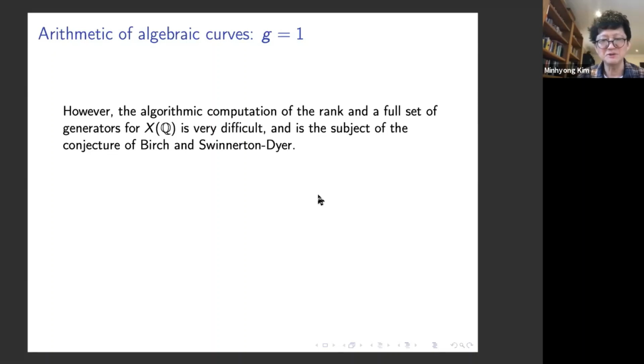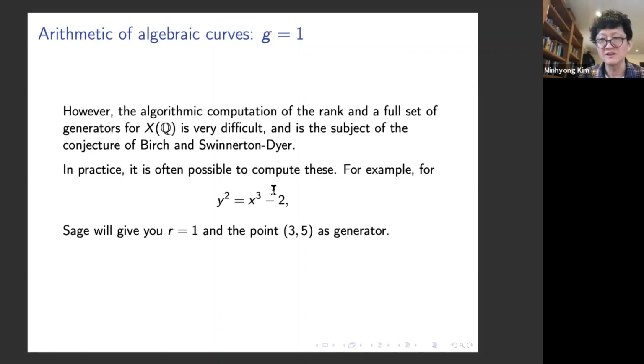there are all kinds of programs that tell you that it's okay. So for example, if you take a curve like this and you give it to an algebra program like Sage, then it will immediately tell you that the rank is 1 and the point (3, 5), the obvious rational point, is actually a generator for that free part. This has no torsion subgroup, that's 0, and in fact there's only one generator, and the group of rational points is Z. So this is interesting.